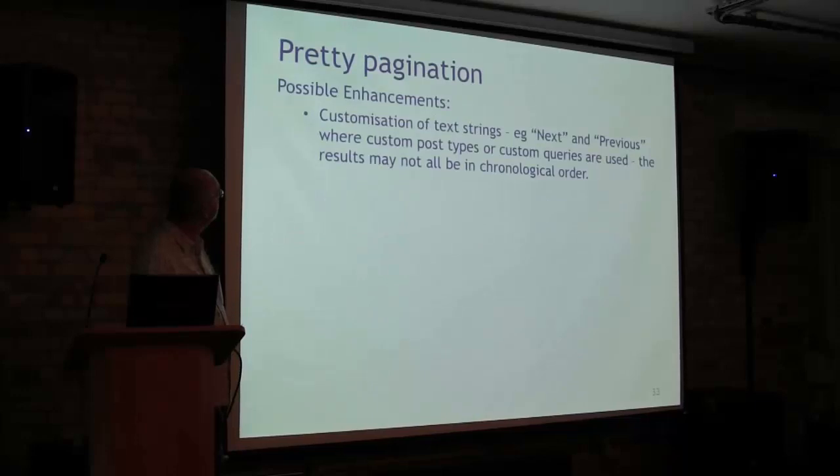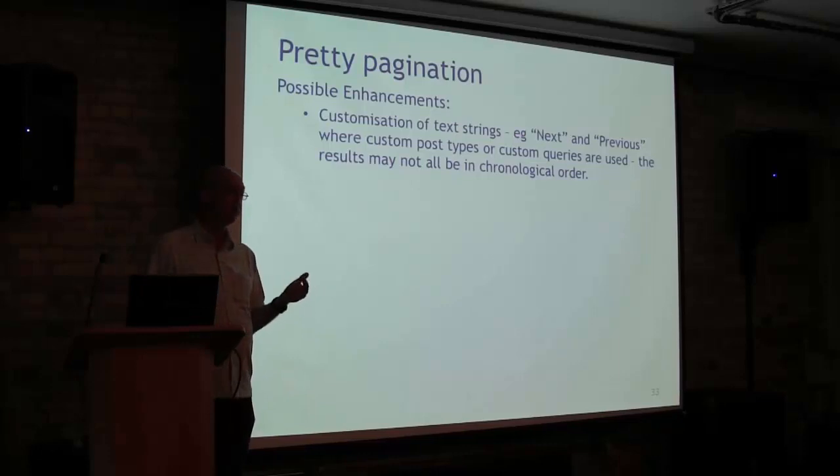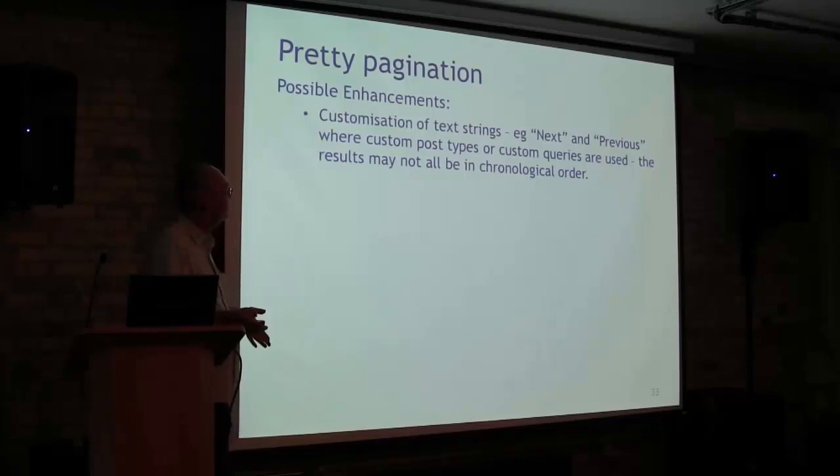That's it. Possible enhancements that you can do there, and this is partly why I've done this on my own, is that sometimes when you've got custom post types, the concept of newer and older isn't relevant. Next and previous could work as a catch-all maybe, but you might want to customise this to whatever text is appropriate there. So I've done that.